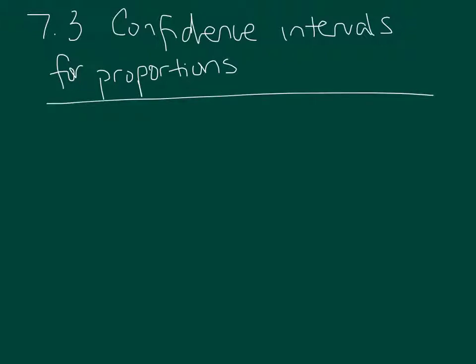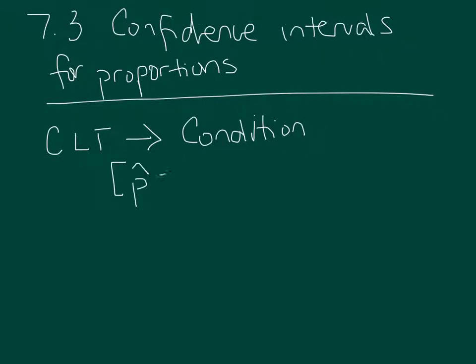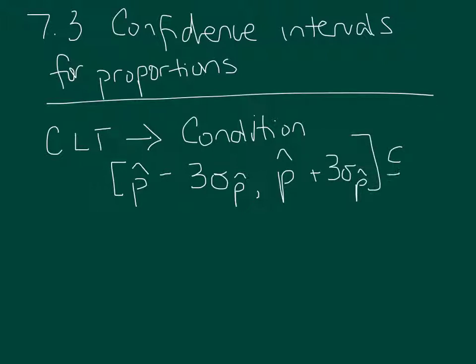Since we're using the central limit theorem, remember for proportions, the condition we need to check is that this interval, p hat minus 3 sigma p hat and p hat plus 3 sigma p hat, needs to be contained inside of 0, 1. That's sort of the sample size condition, like the n greater or equal to 30 for section 7.1 and section 7.2. We didn't necessarily have a condition we had to check. We just got to use the t-distribution instead.